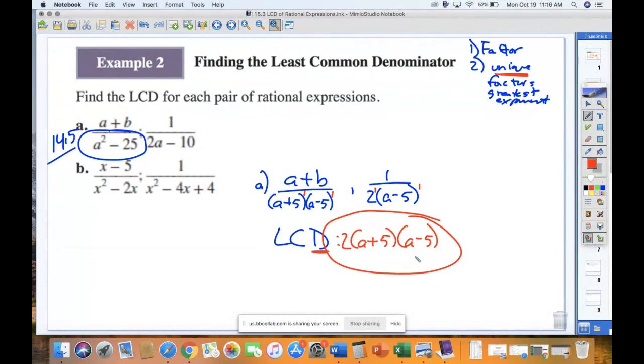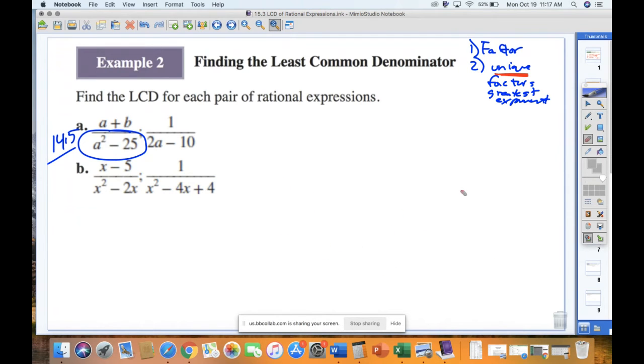With these rational expressions, it's strange. We work for a lot of years multiplying these things out, and then all of a sudden we get to a point where it's like, hey, I know you know how to multiply it out. Let's just leave them as factors. We like factors more, and really because they simplify easier. We can divide them out, or we can reduce them, like we saw in 15.2.